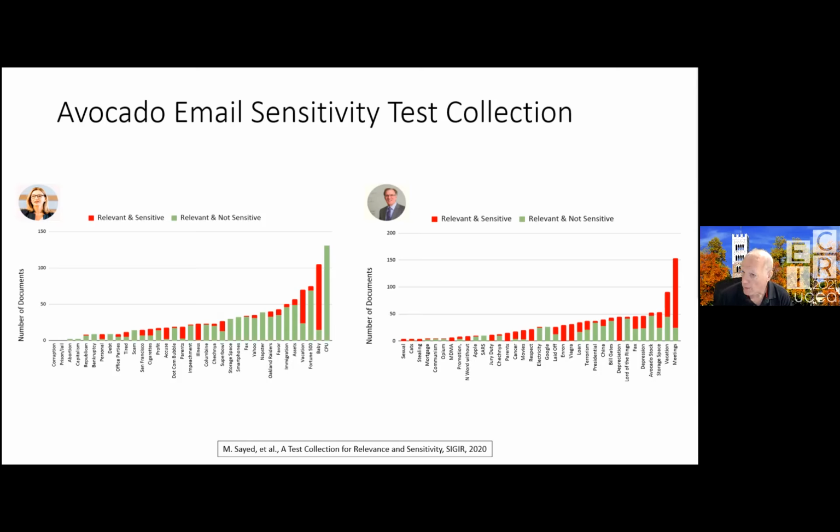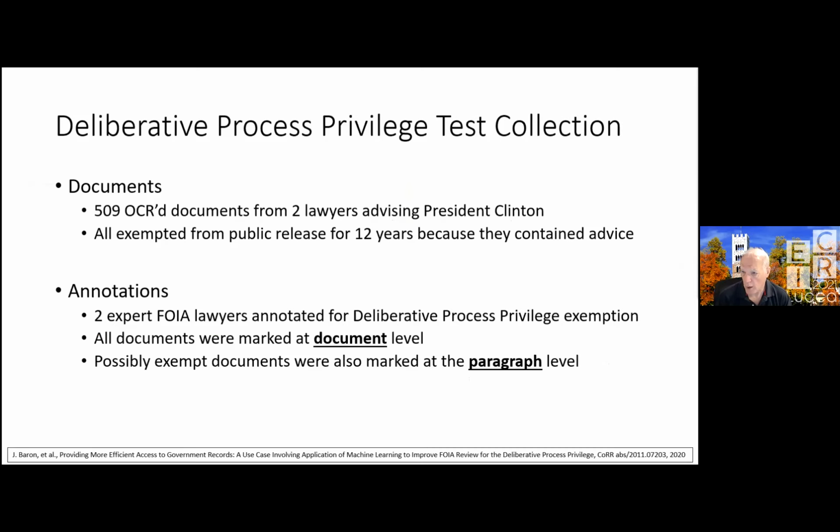But we also have test collections that are available for which parts of a document might be sensitive. Now, one way to do that is to think about the redaction problem that lawyers have. And so here's a particular redaction problem that lawyers have. It's called the deliberative process privilege. And this is sort of inside baseball in the lawyer's world.